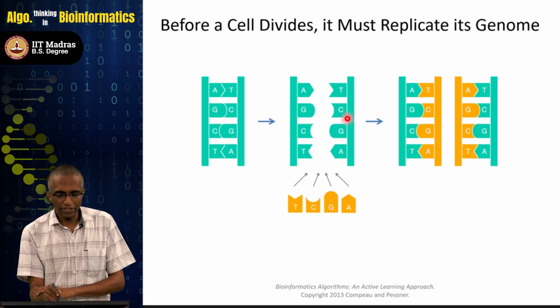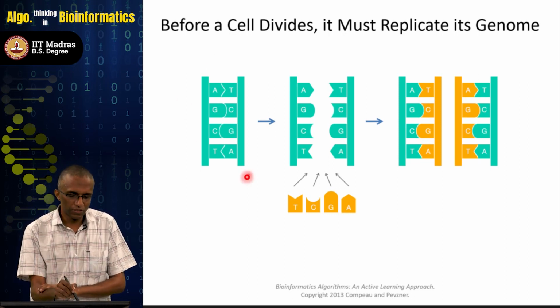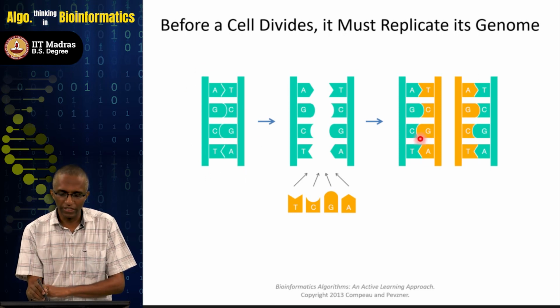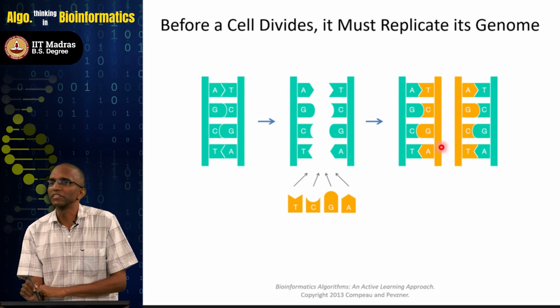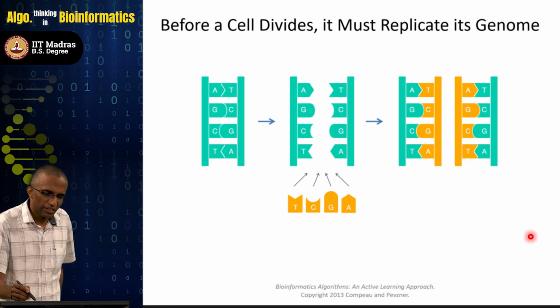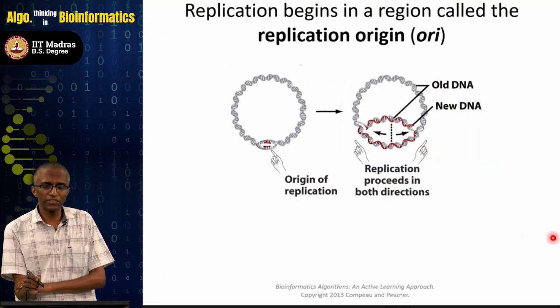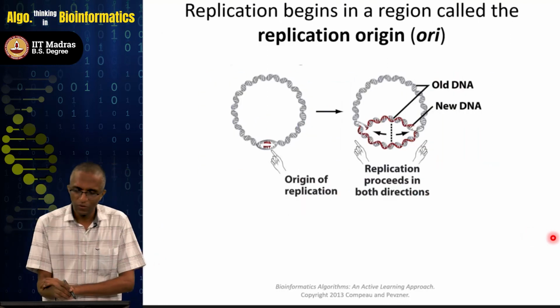After you separate them, you can independently work on each of these strands and attach the complementary bases, so that you start with one double stranded DNA and end up with two double stranded DNA. So, that is how complementary base pairing works, and that is how the genome is replicated for a cell to divide. The question of interest today, though, is where does it begin?